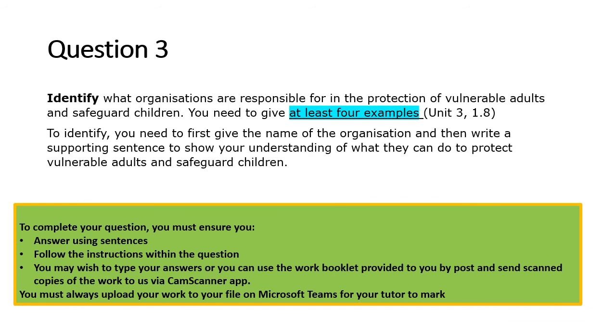So this brings us to question number 3, and it's asking you to identify what organisations are responsible for in the protection of vulnerable adults and safeguarding children. You need to give at least 4 examples, so 4 or more but no less. You need to first give the name of the organisation and then write a supporting sentence to show your understanding of what they can do to protect vulnerable adults and safeguard children. So you need to pause the video here and answer question 3 in your workbook.